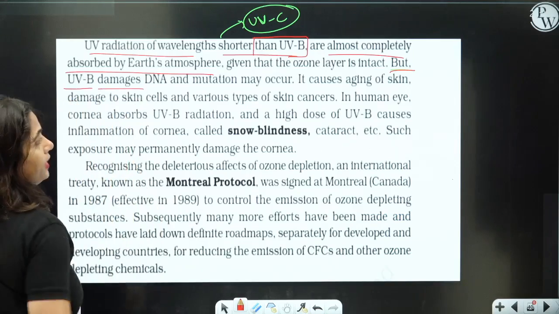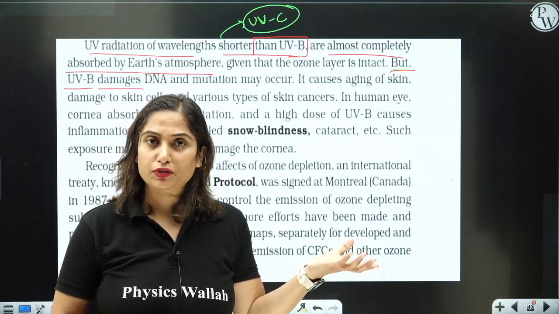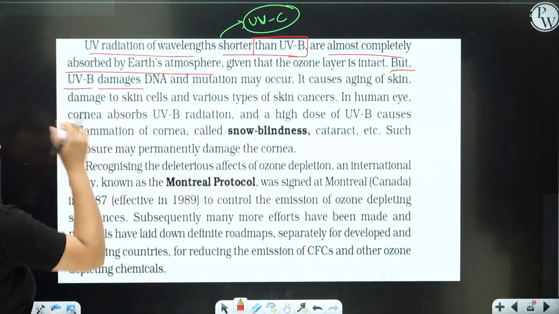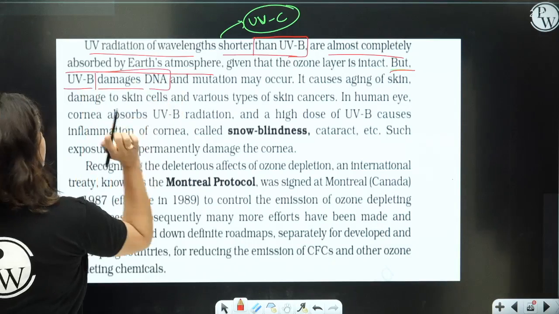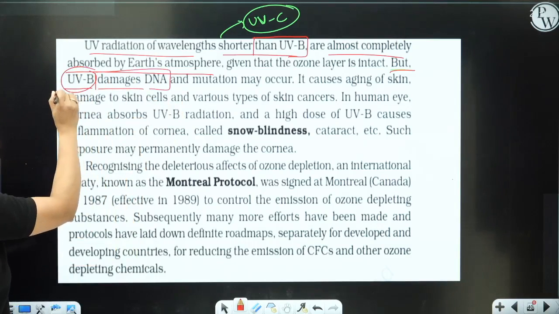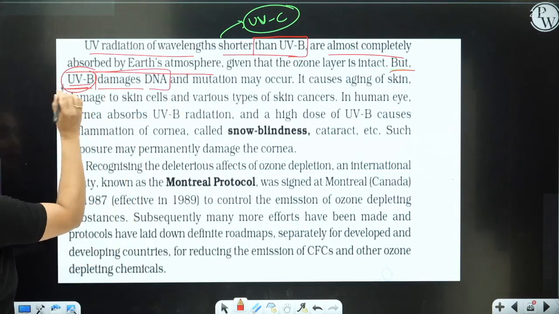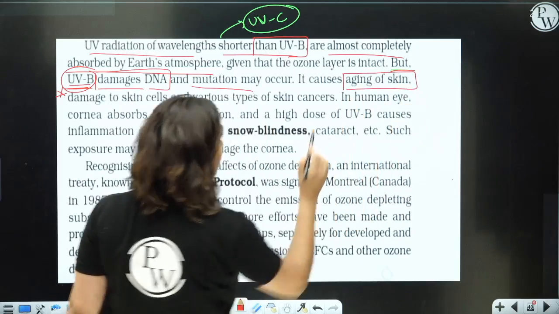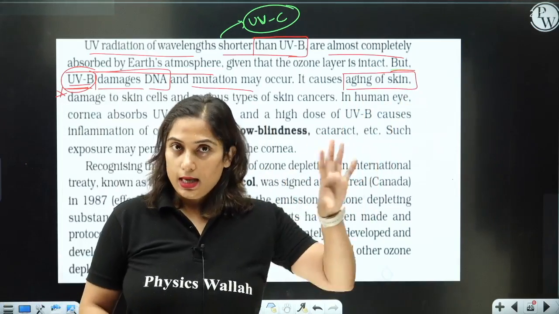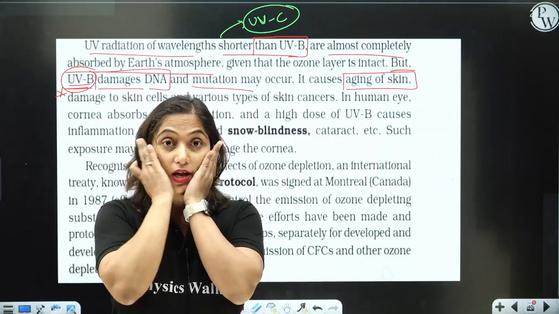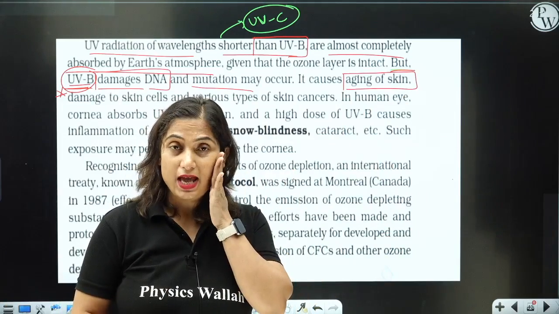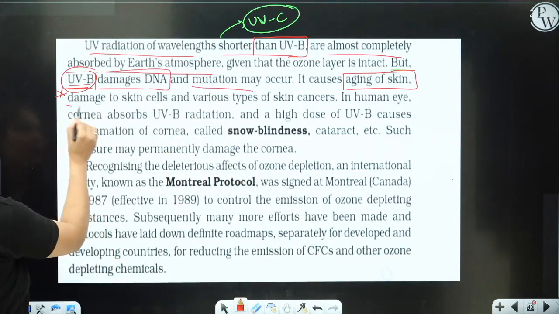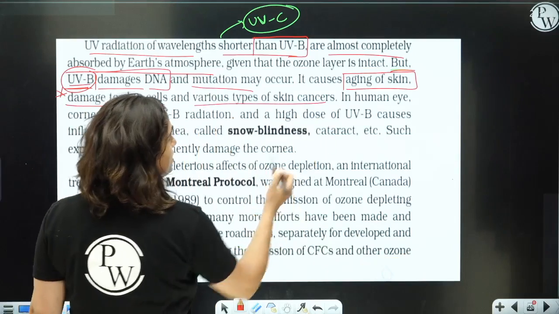Okay, but UV ray B damages DNA, but about half of the UV ray B is absorbed by the Earth atmosphere, but some part of it enters into the Earth atmosphere, and it can cause damage in DNA. Remember, UV ray B damages DNA, can cause mutation, it can cause aging of skin. That is why in the sunscreen we use, we protect our skin from UV ray A and UV ray B, because UV ray C does not enter the Earth's atmosphere. Damage to skin cells, various type of skin cancers.